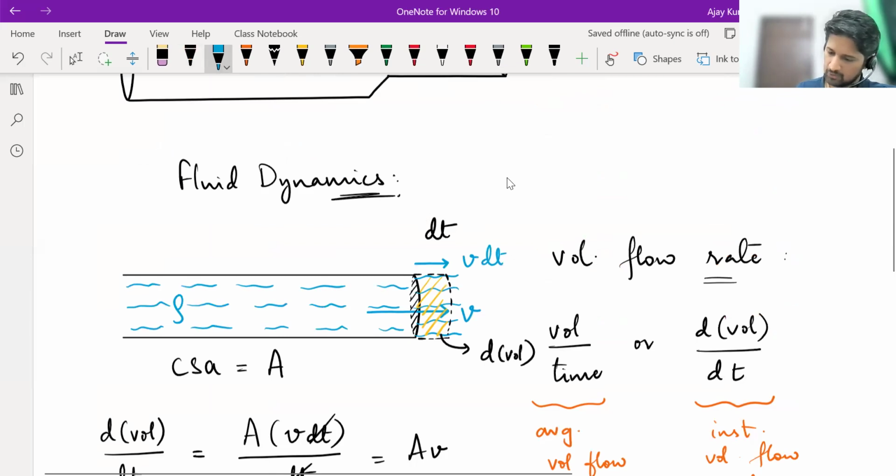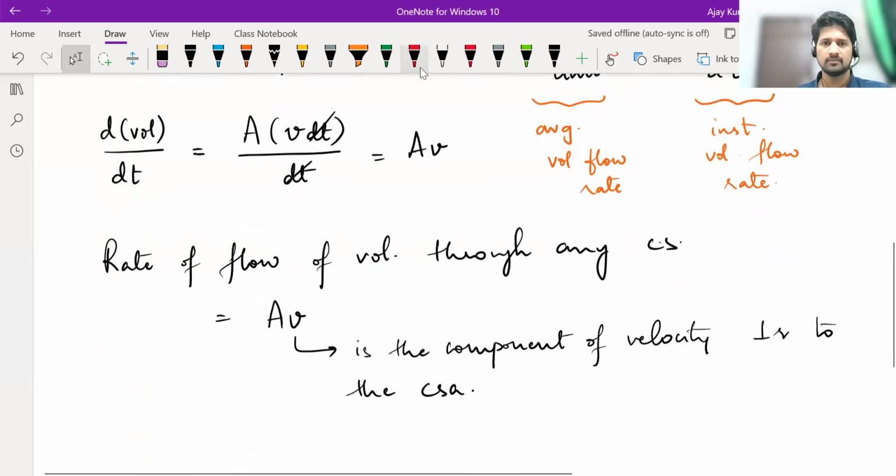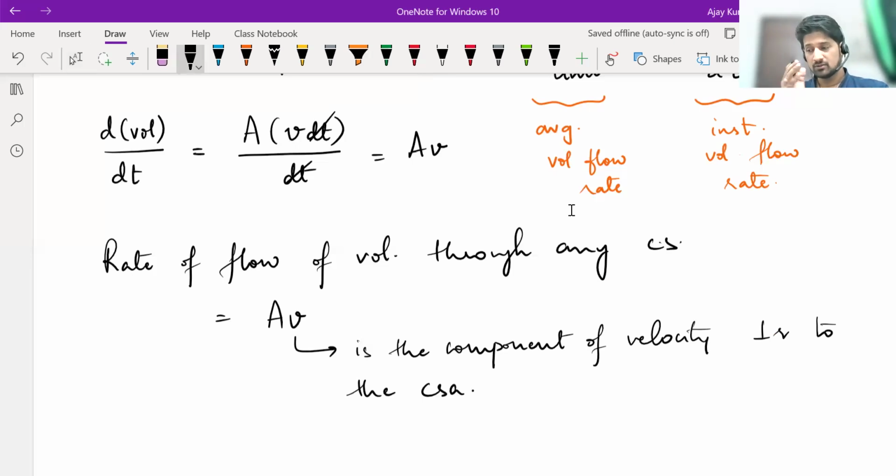Like in this diagram, you can see the velocity is in the x direction. The cross-sectional area is perpendicular to your screen, which means it's in the YZ plane. Is this point clear to both of you? Aishwarya, did you understand? Yes, sir. Okay.